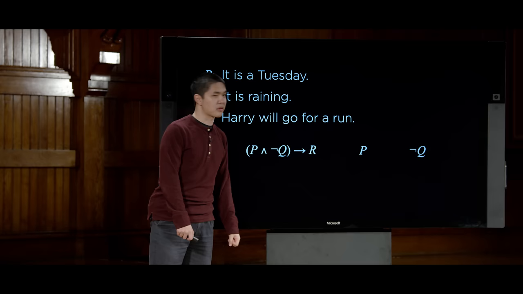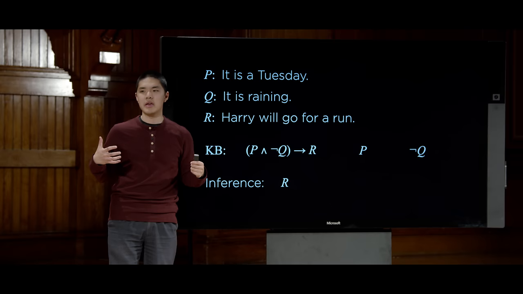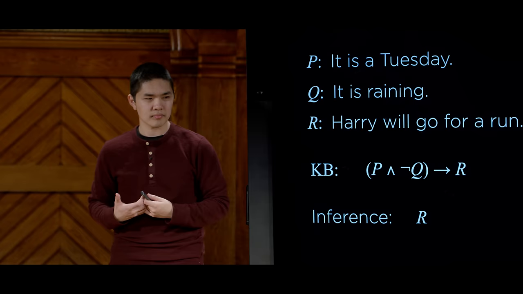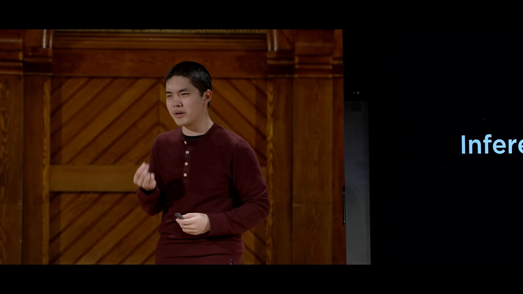So the inference we should be able to draw from all of this is that R is true, and we know that Harry will go for a run by taking this knowledge inside of our knowledge base and being able to reason based on that idea. And so this ultimately is the beginning of what we might consider to be some sort of inference algorithm, some process that we can use to try and figure out whether or not we can draw some conclusion.